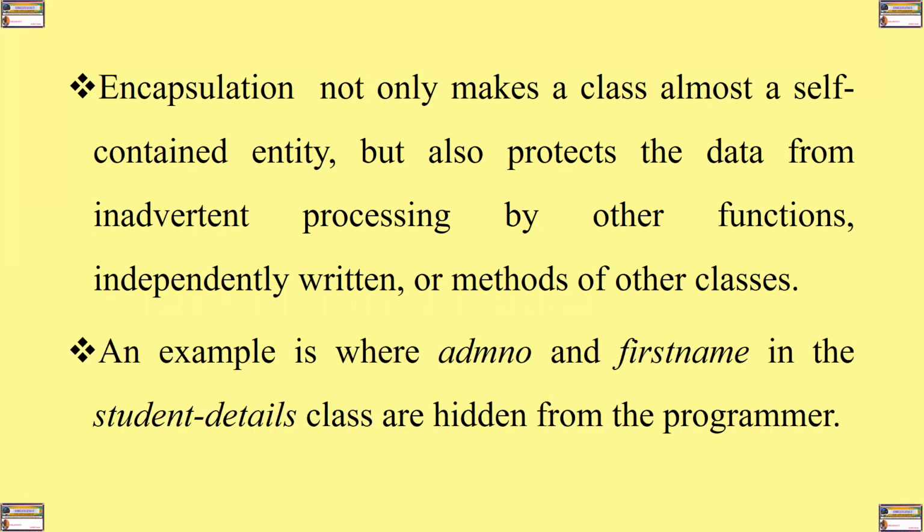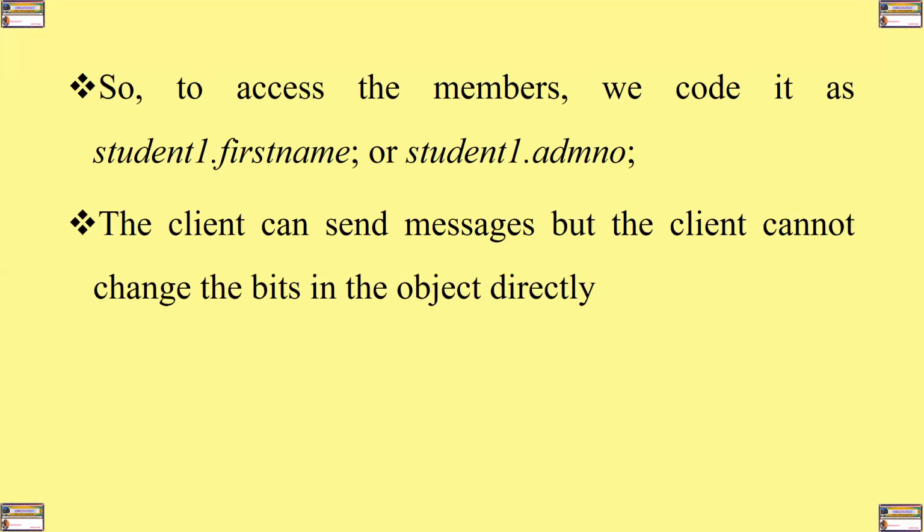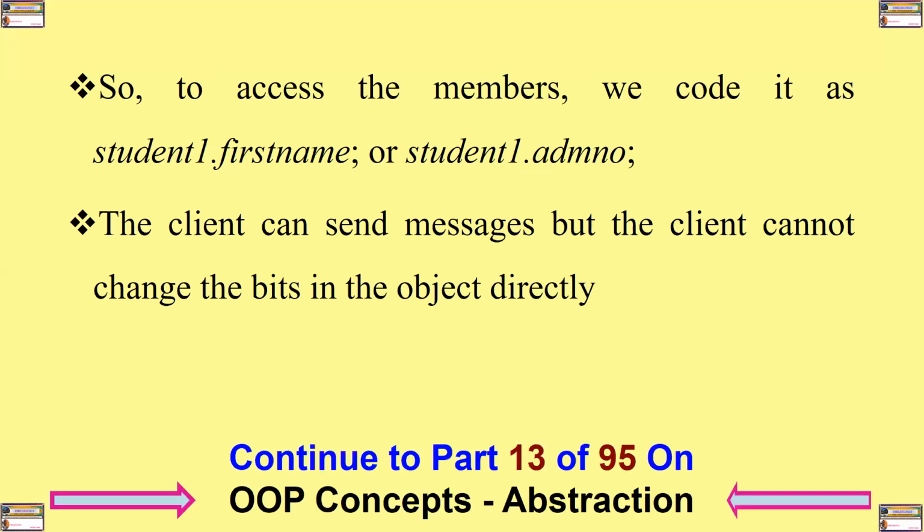An example is where admission number and first name in the student details class are hidden from the programmer. So, to access the members, we code it as student1.firstname. That means for you to be able to access first name, you must pass through student1. Or for you to be able to access admission number, you must pass through student1. The client can send messages, but the client cannot change the bits in the object directly.